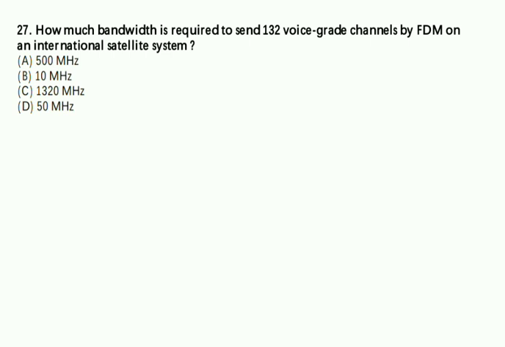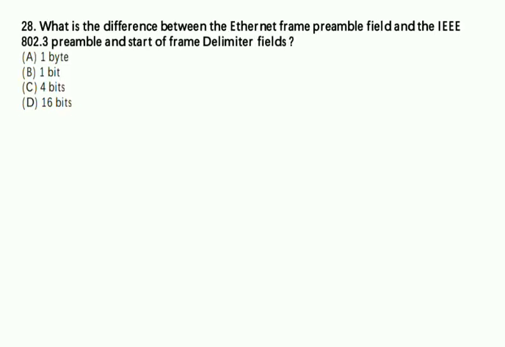How much bandwidth is required to send 132 voice grade channels by frequency division multiplexing on an international satellite system? To send 132 voice grade channels by FDM on an international satellite system, 500 MHz bandwidth is required. So option A is the correct one. 500 MHz.